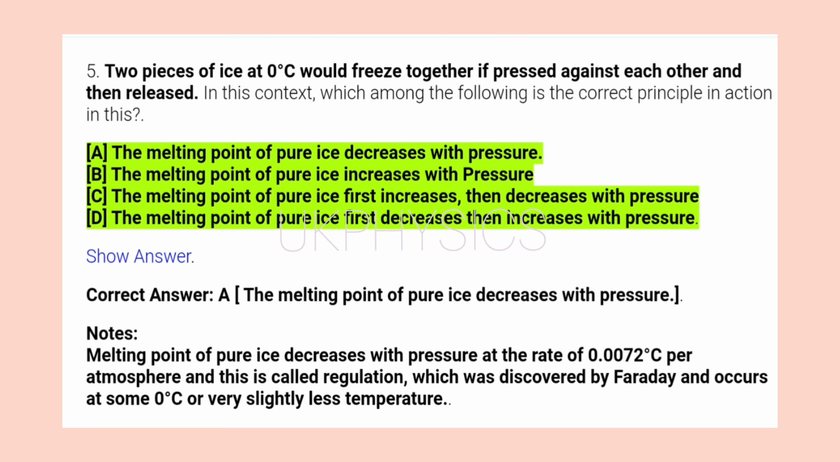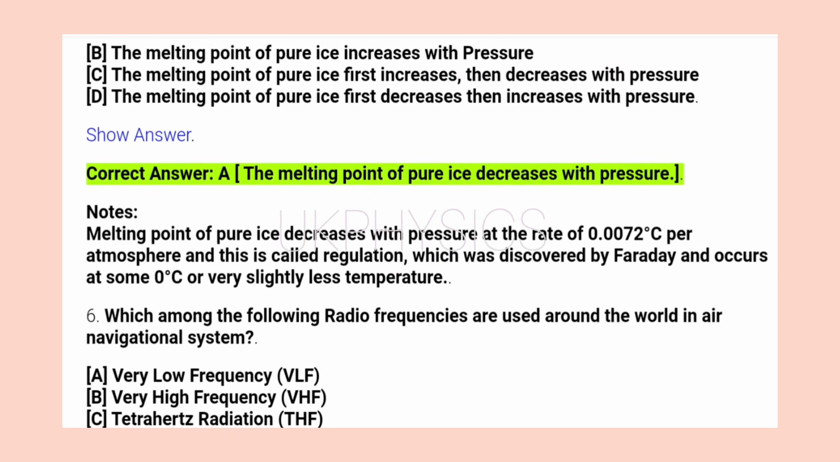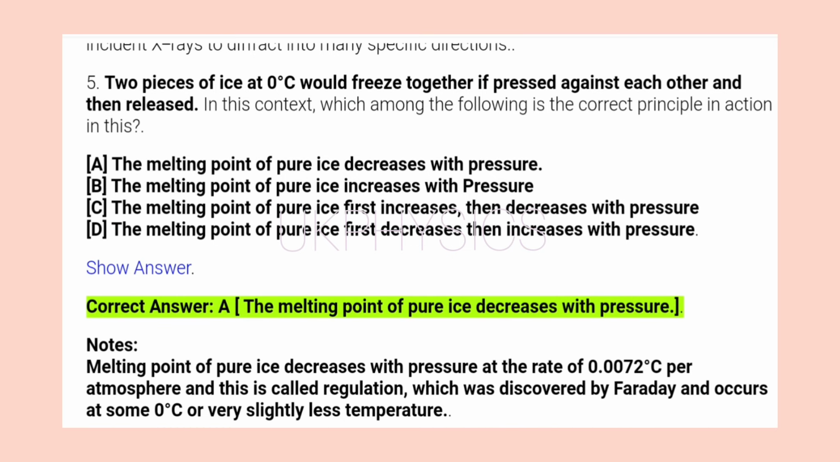A. The melting point of pure ice decreases with pressure. B. The melting point of pure ice increases with pressure. C. The melting point of pure ice first increases, then decreases with pressure. D. The melting point of pure ice first decreases then increases with pressure. Show answer. Correct answer, A. The melting point of pure ice decreases with pressure.